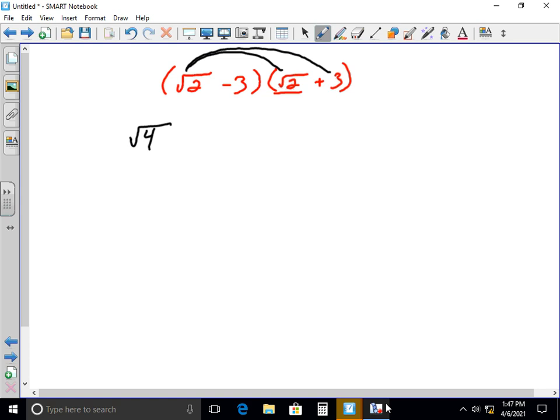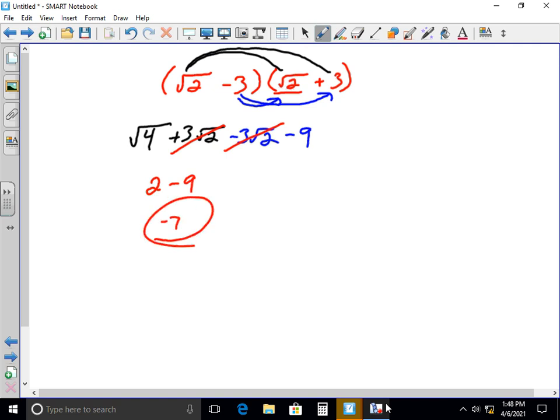Yeah. When we do root 2 times 3, we would get 3 roots of 2. When we distribute here, we would get minus 3 roots of 2. And times here, minus 3 times positive 3 would be minus 9. Those middle two terms are opposites. The square root of 4 is 2. So if we multiply conjugates together, even if they have radicals in them, we're going to get rid of the radical.